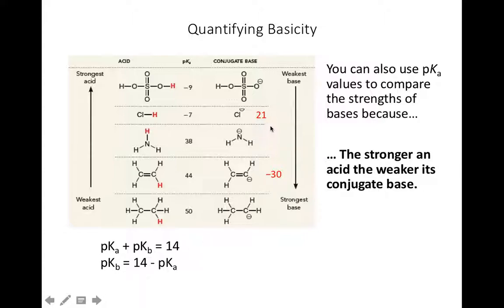So for example, if I compare Cl-, whose conjugate acid is HCl, 14 minus a negative 7 is going to be 21, whereas for this compound, its conjugate acid has a pKa of 44, so 14 minus 44 is negative 30, right? The lower the pKb, the stronger the base is, so this is a much, much, much stronger base than the chloride ion.